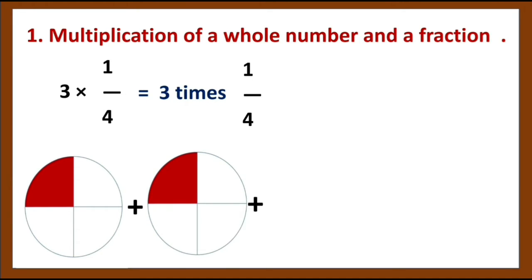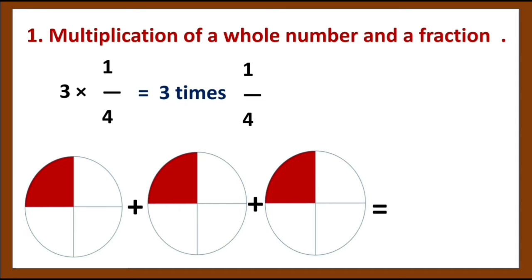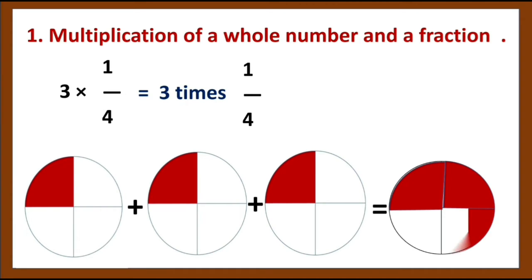This is the second time and this is the third time. If you add this, observe that 1, 2, 3, so we will get 3 parts, which is equal to 3 by 4. Every time we can't draw the pictographs. Just observe the multiplication: 3 into 1, that means 3 into the numerator, and the same denominator 4 we have to write here. So we get 3 by 4.